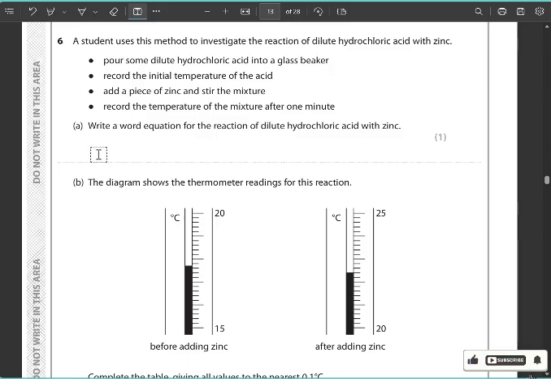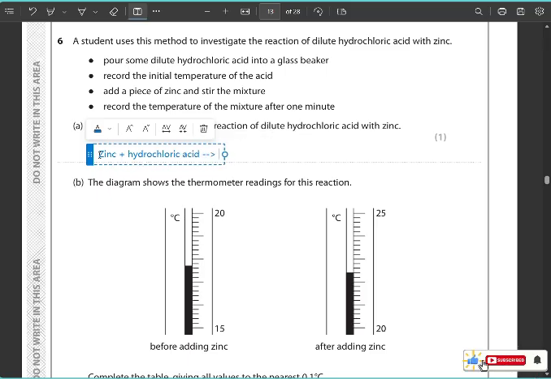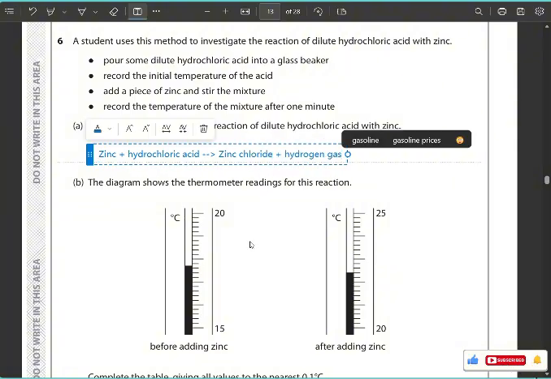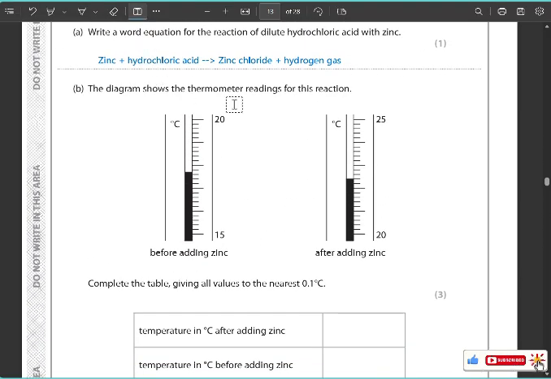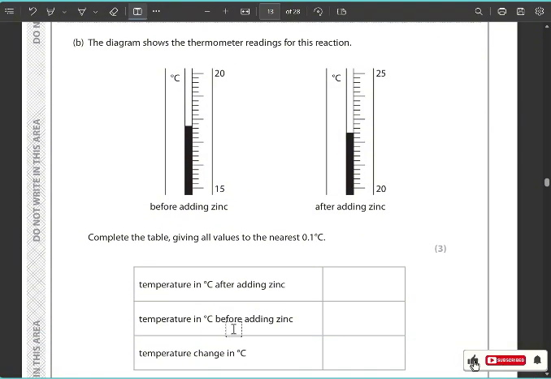Zinc plus hydrochloric acid produce zinc chloride plus hydrogen gas. Okay, next one. The diagram shows the thermometer readings for this reaction. Complete the table giving all values to the nearest 0.1 degrees Celsius. Temperature after adding zinc, temperature before adding zinc, temperature change.